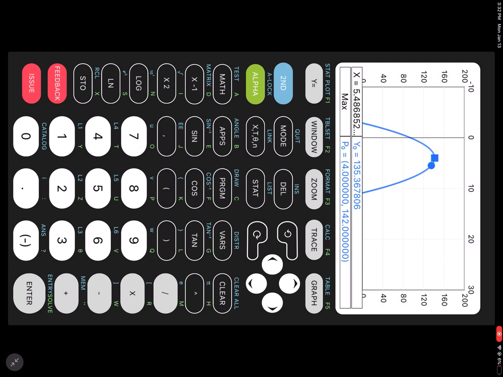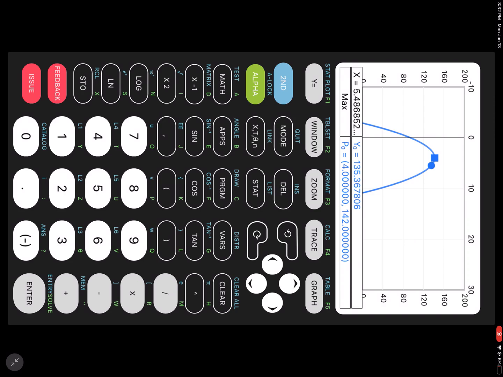And then you push enter, and this would give you your answer. So 4, 142. Okay, so that would be the vertex, and they're asking for the maximum height. The maximum height would be 142. Okay, and then it says after how many seconds does it reach that height? Well, the x for your vertex would be 4 seconds. Okay, and the next question says how high will the arrow be at 6 seconds?